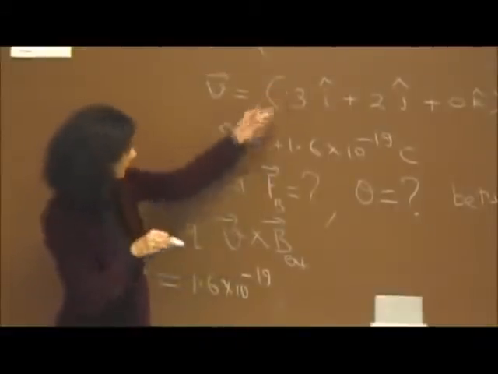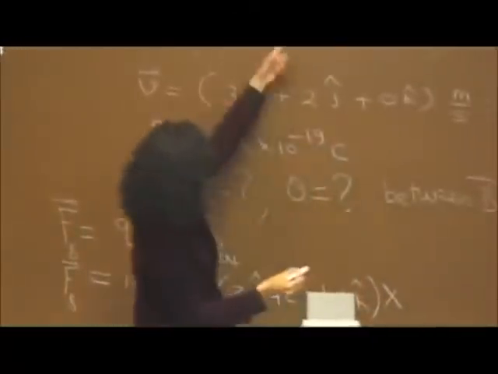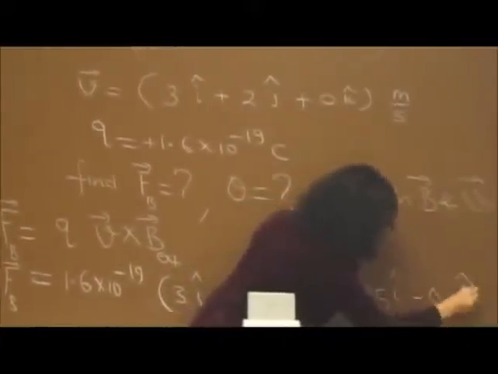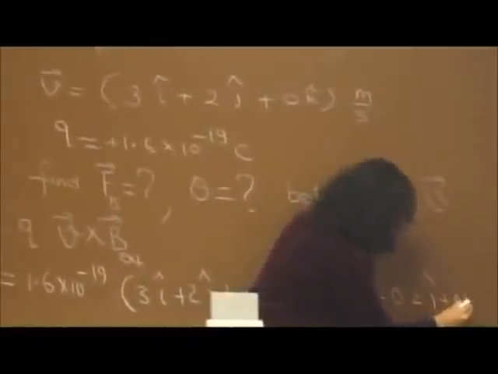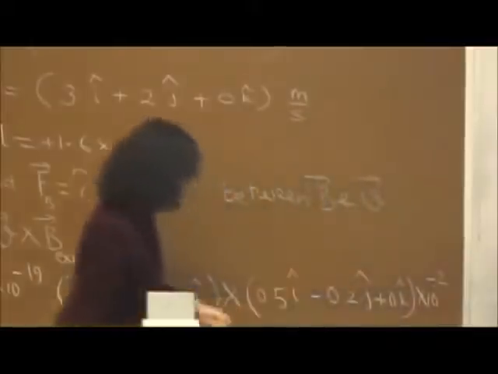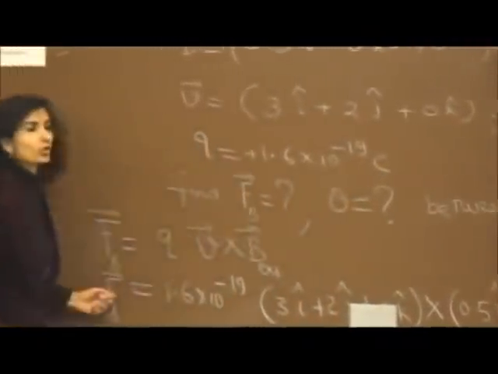And v is this. So this is 3 i hat plus 2 j hat plus 0 k hat crossed with this, which is 0.5 in the i hat direction minus 0.2 in the j hat direction plus 0 in the k hat direction, times 10 power minus 2. And the whole answer should be in what? If everything is in SI units, which it is, charge is in coulomb, this thing is in meters per second, this thing is in Tesla, the answer for force should be in Newton. Very good. The answer here is in Newton.